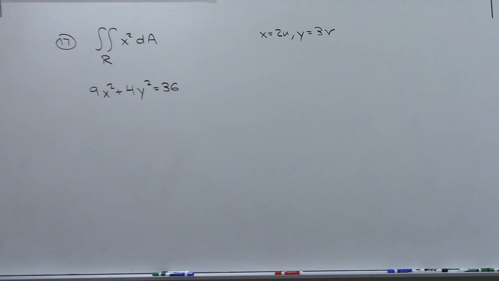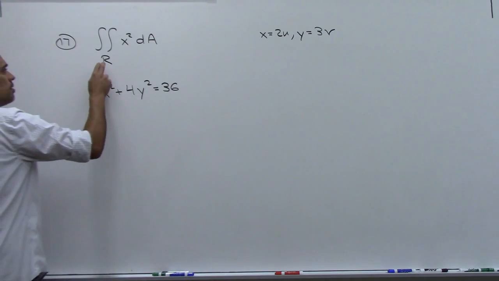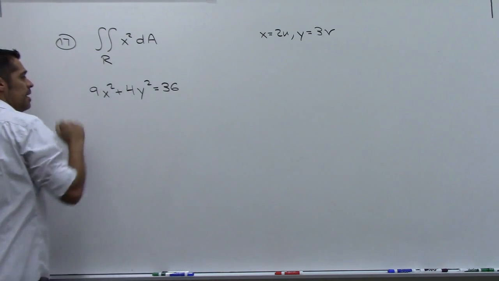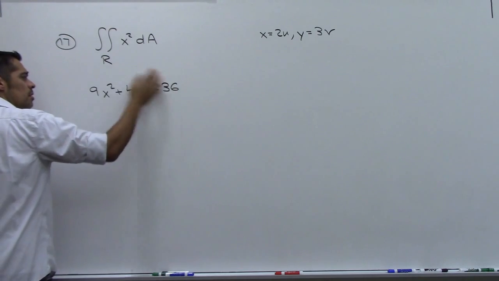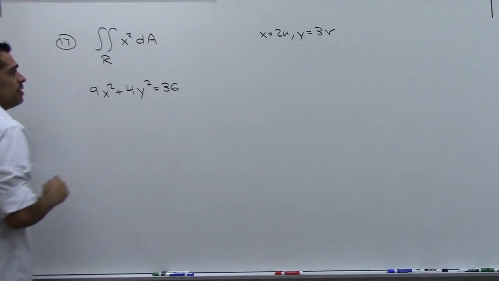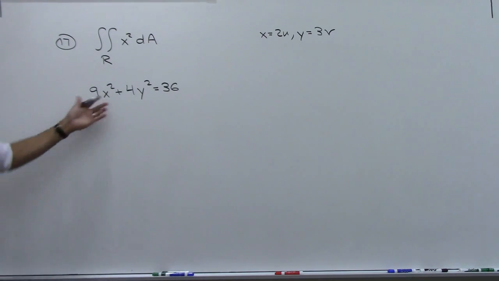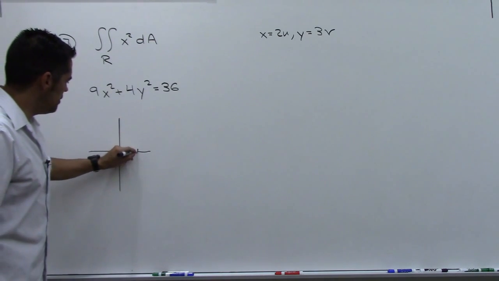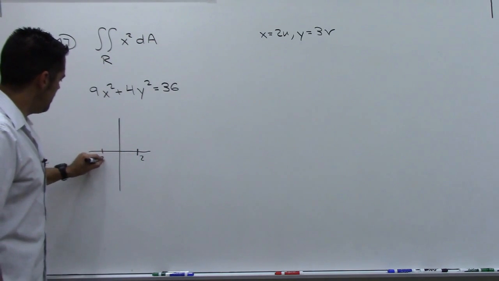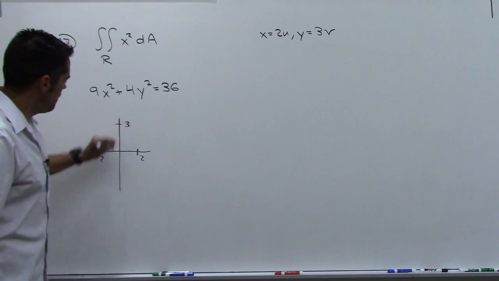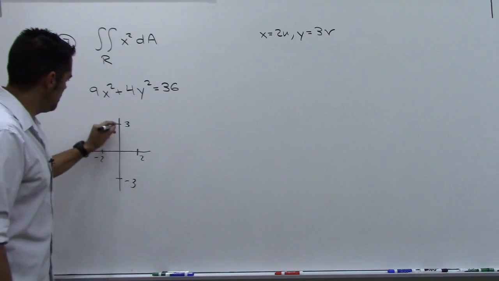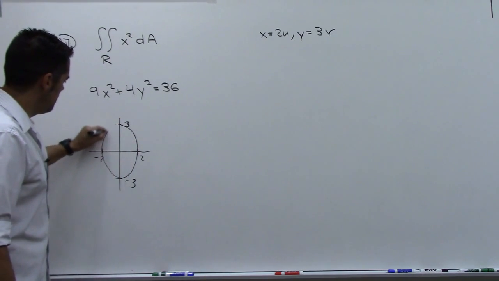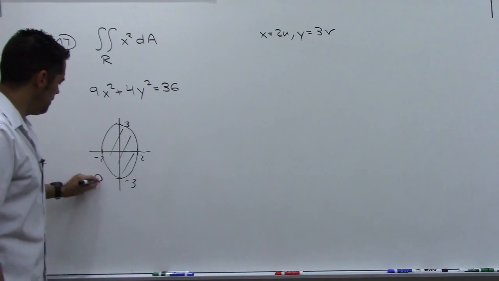Okay, working on number 17, we're doing the double integral over the region R of x squared dA. R is the region enclosed by this ellipse, and there are my transformations. So let's take a look at this region first. This is the region bounded by this ellipse. So we have this ellipse here. So our region R right there.